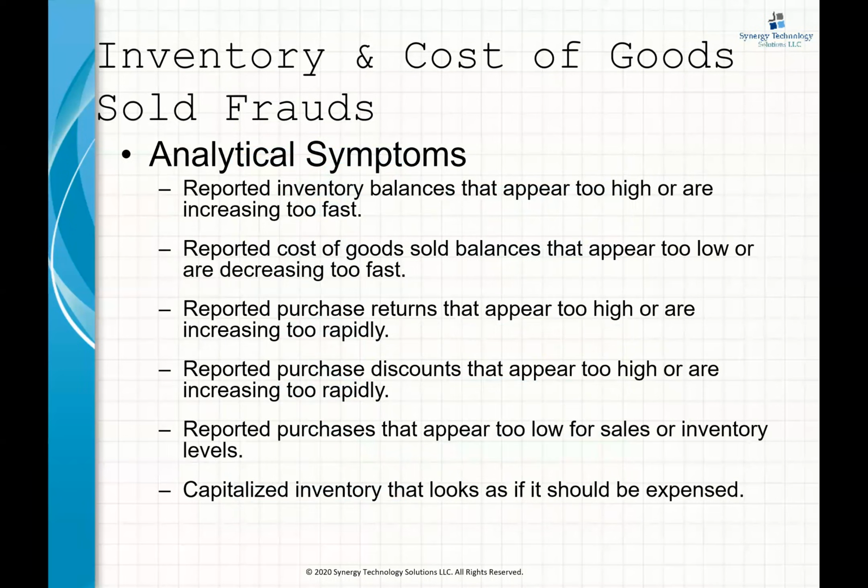Now, inventory analytical symptoms. What kind of analytical symptoms are you looking into in an inventory problem? Reported inventory balance appears too high or increasing too fast. So if your sales are going up, that inventory should be going down. If you see that your sales are going up and inventory is also going up, then there is a problem there. Reported cost of goods sold balance that appears too low or is decreasing too fast. Reported purchase returns that appear too high or are increasing too rapidly.